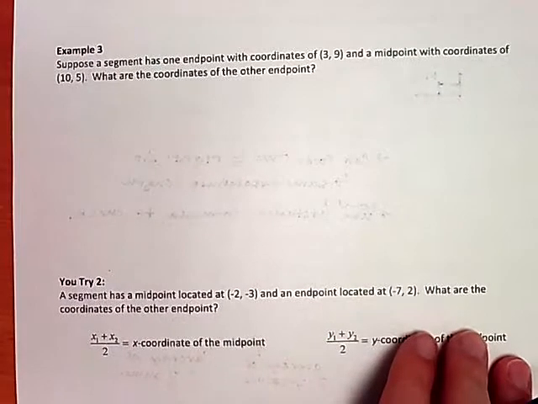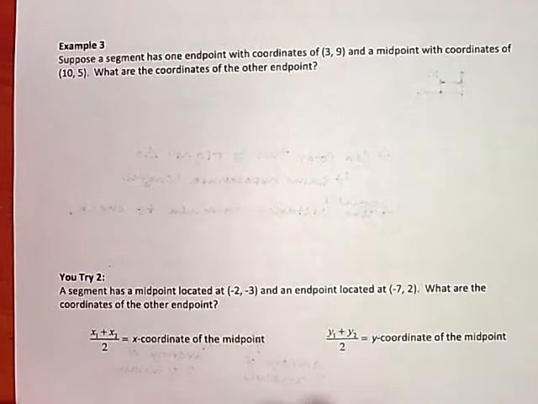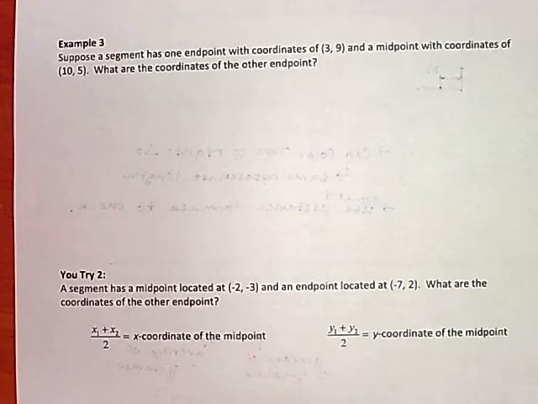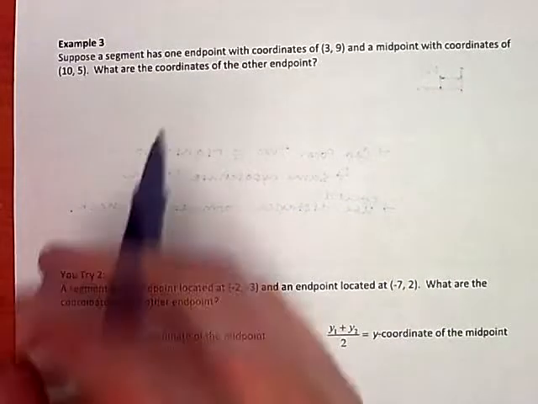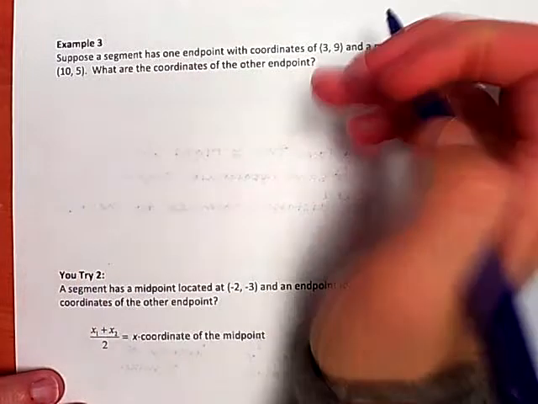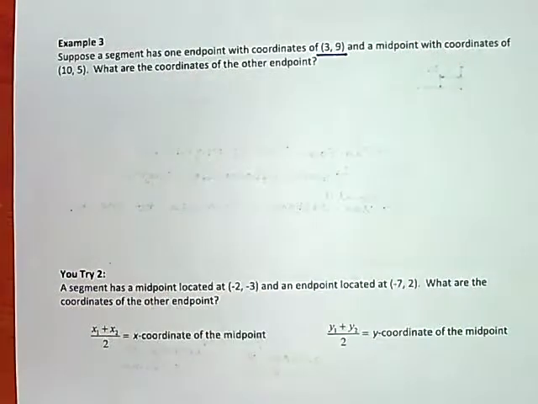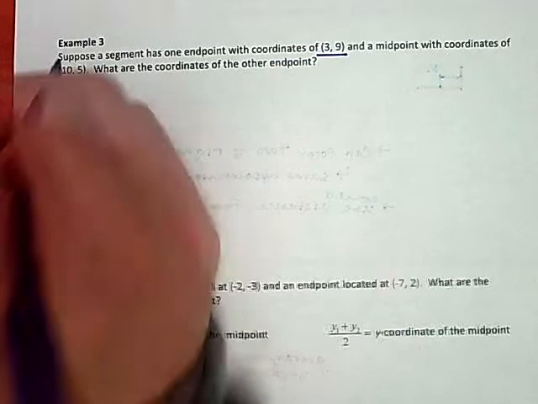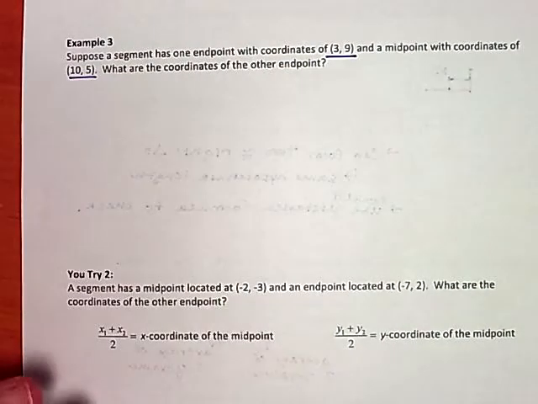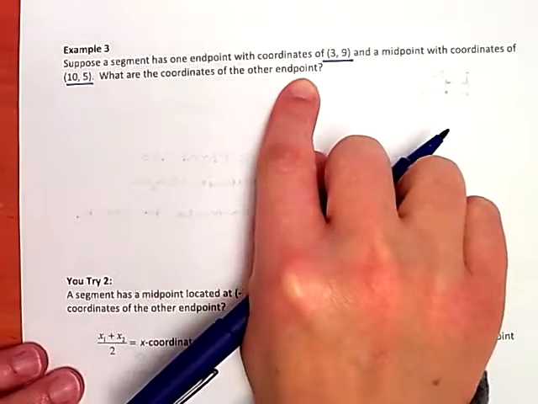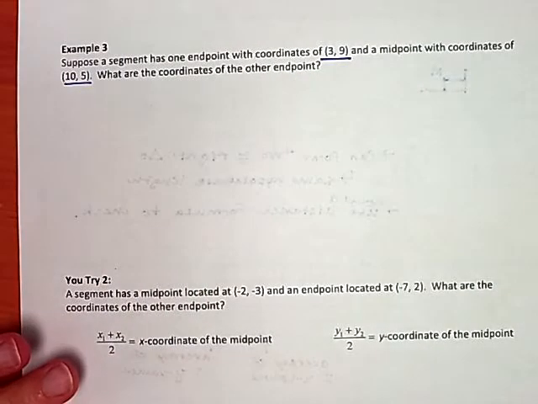So the next example we're going to look at is a slightly different kind of problem, but still related to the midpoint formula. It says, suppose a segment has one endpoint with the coordinates 3, 9, and a midpoint whose coordinates are 10, 5. So it's giving us the midpoint and one of the endpoints, and it says, what are the coordinates of the other endpoint?